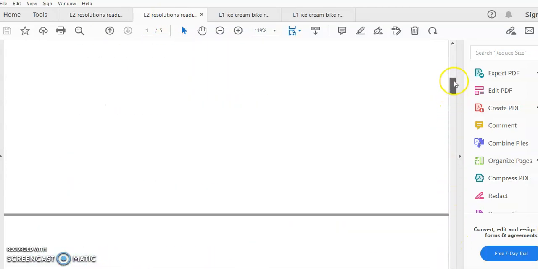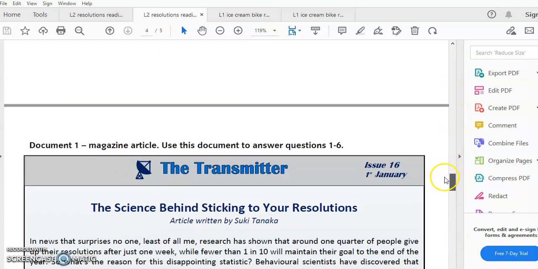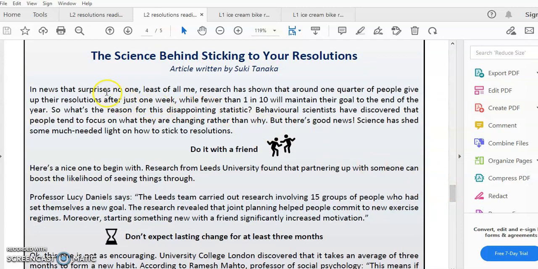And again, fairly straightforward. We go through and we just read and we look for things that are suggesting that this is the case. So for instance, we could have least of all me. The entire topic of this, and if you're following along, this is the resolutions one, is people struggling with resolutions, specifically her, and why they struggle. And yeah, that's it. She's saying, least of all me, I'm not that surprised that people give up on their resolutions. Again, you could have here, science has shed so much needed light on how to stick to your resolutions, could be a good one as well, because obviously she needs that light because she struggles.